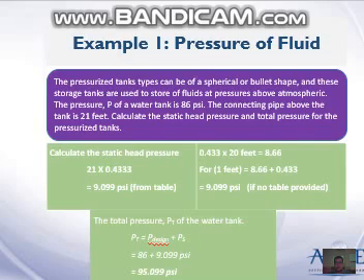Calculate the static head pressure. 21 times 0.433 equals 9.099 psi, from table. 0.433 times 20 feet equals 8.66. For 21 feet, 8.66 plus 0.433 equals 9.099 psi, if no table is provided. The total pressure, PT, of the water tank. PT equals design plus PS, equals 86 plus 9.099 psi, equals 95.099 psi.